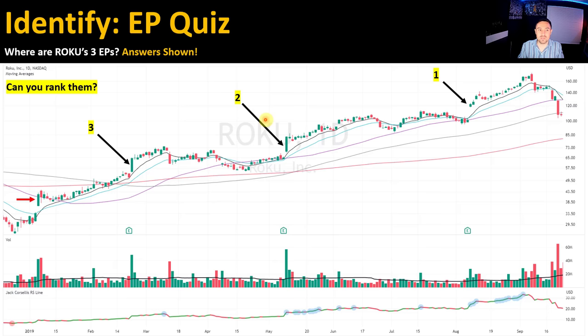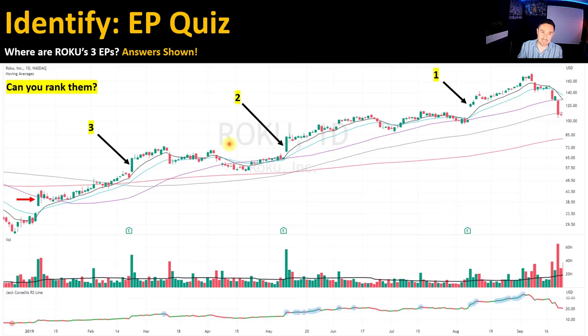But number two, which I rank second, is it's building a constructive base here, and then it EPs above all the key moving averages. There is some overhead resistance. There's quite a big, what I call a resistance cluster, where price has been trading in this range for some time in here. It's okay, there's going to be trapped buyers.